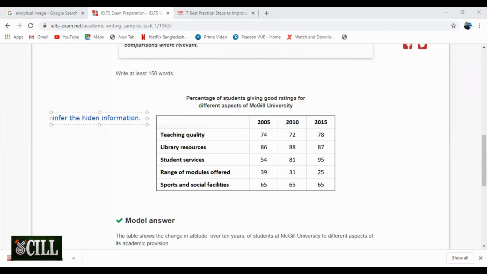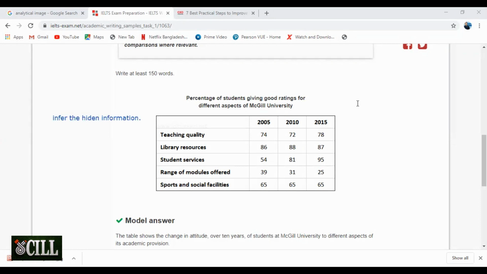Now, some people might be wondering, if something is hidden, how can I understand? But I've already given one example: by looking at specific data, you can infer some specific information being provided to you indirectly. For example, here the image says this is the percentage of students giving good ratings for different aspects of McGill University. So they are giving feedback on a famous university, McGill University in Canada. You don't have to know where it is, and the categories are there.